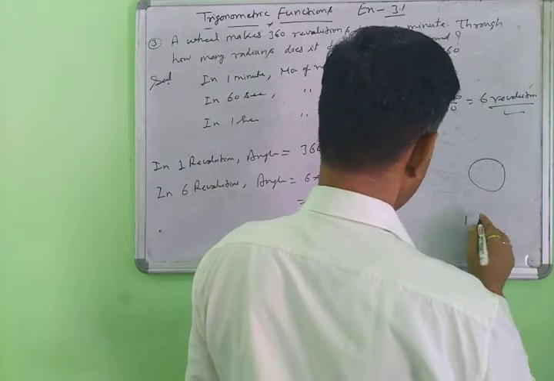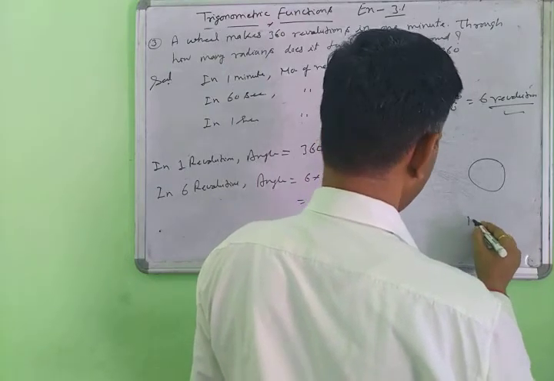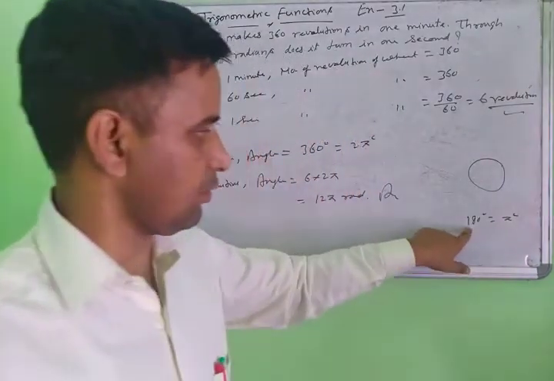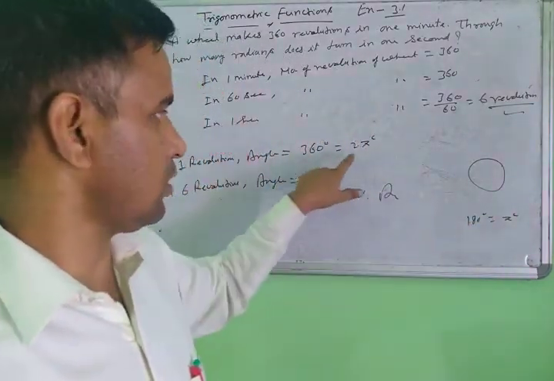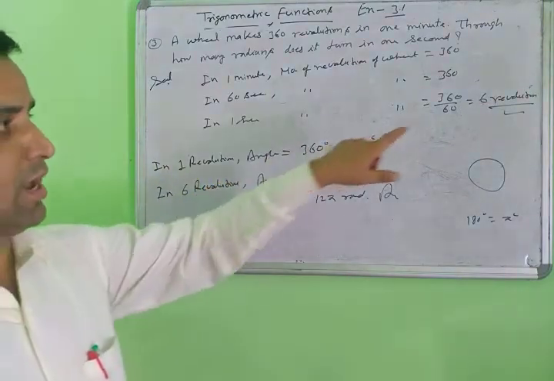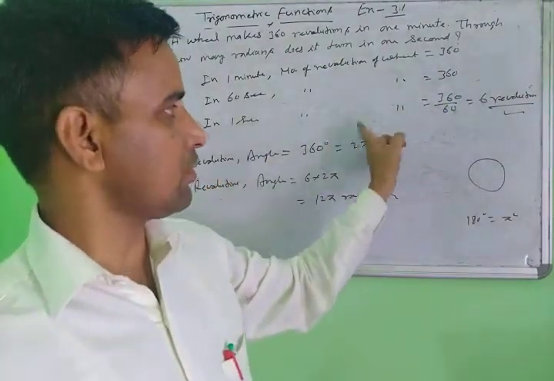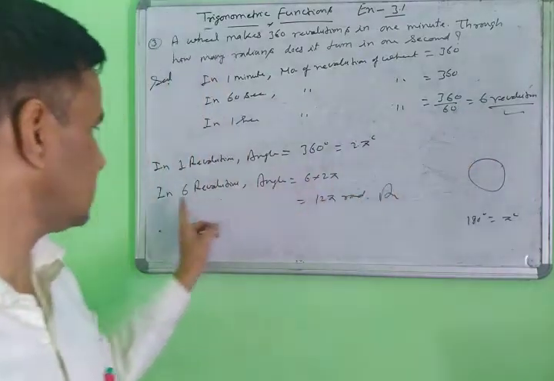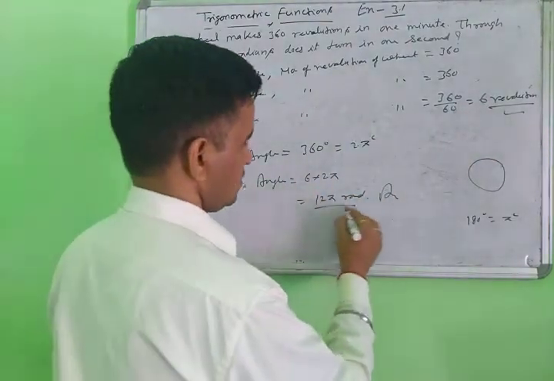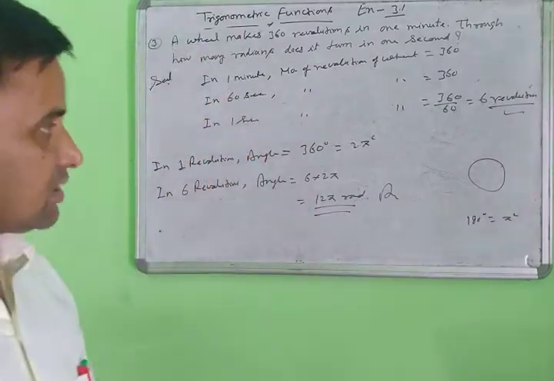Because 180 degrees equals pi radian, 360 degrees equals 2 pi radian. This is 1 revolution. The number of revolutions in 1 second is 6 revolutions. So 6 revolutions will be 12 pi radian. So directly converted, this is your answer. The very simple things.